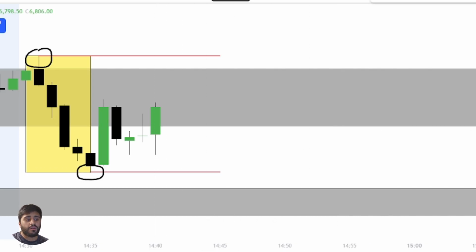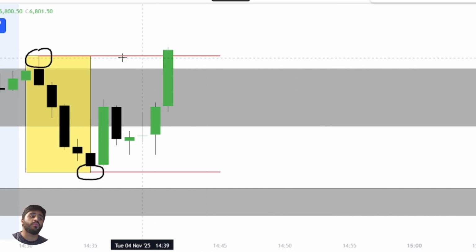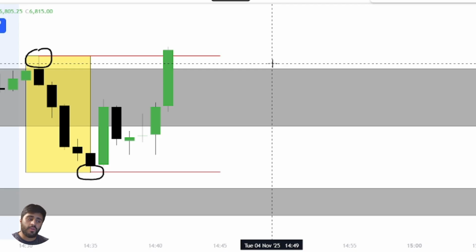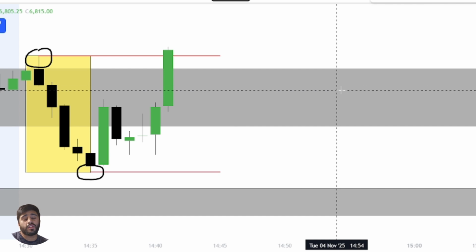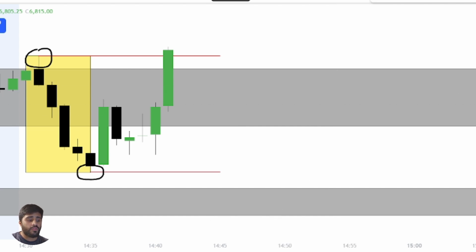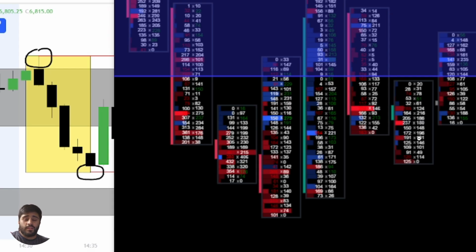So which direction are we going to break in? That's the next question. We have broken above the 5 minute range, right? This is what the ORB stands for, opening range breakout. You actually need to know who's in control of the price in order to catch this.